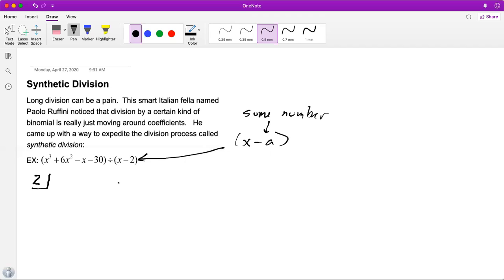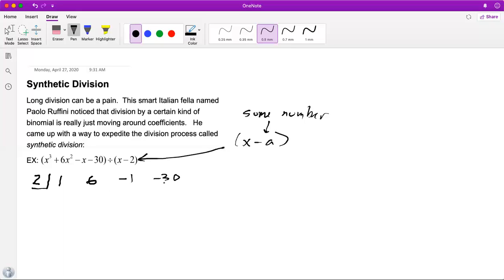Then in a line horizontally from the box, you're going to write the coefficients of all of these terms here. The coefficient is the number in front of it. So the coefficient of x cubed is 1, because there's no number, so it's a 1. The coefficient of x squared is 6. The coefficient of x is -1. The coefficient of the constant term is -30.